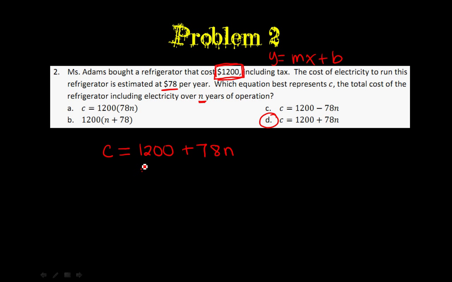So basically it's saying she's going to be paying $1,200 for the fridge up front, and then every year after that she has to pay an extra $78. So if it's 5 years, it'd be 5 times 78, and then that's added to $1,200. If you can't remember how to know if the n goes on this side or on the other side, just remember that time is almost always independent, and so it would be in the equation.